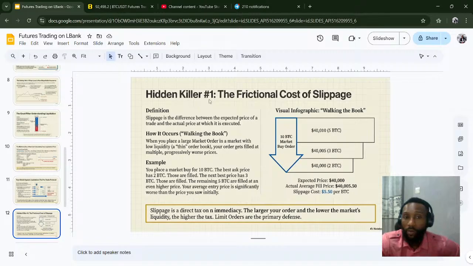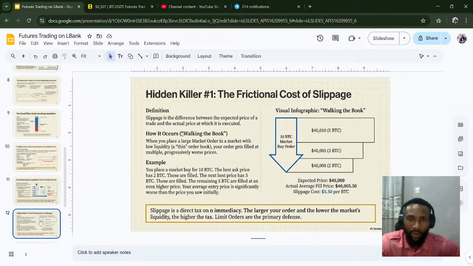So what's the definition of slippage in general? Slippage is the difference between the expected price of a trade and the actual price at which the trade is executed. When you hear me say slippage, this is what it is.